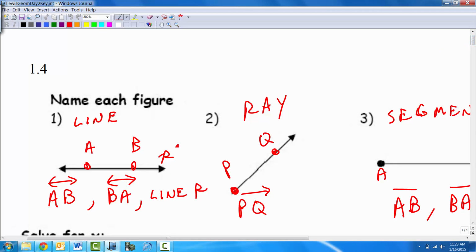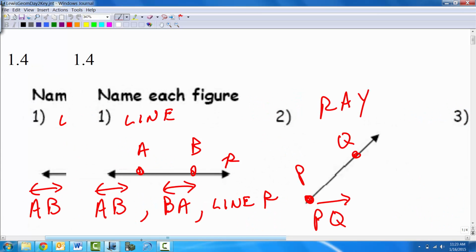All right, so the whole top part was for naming geometric figures. So what I planned on doing was giving you these parts to look at, adding these marks and then using appropriate names. So a line is an endless amount of points going in two directions.